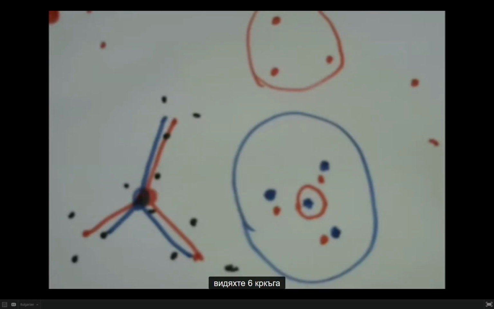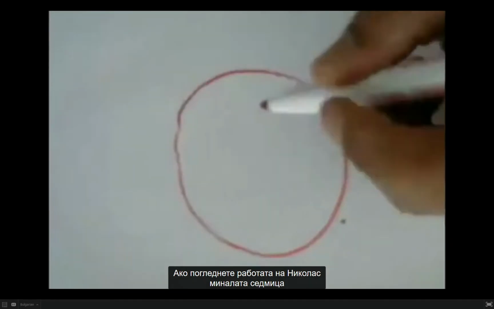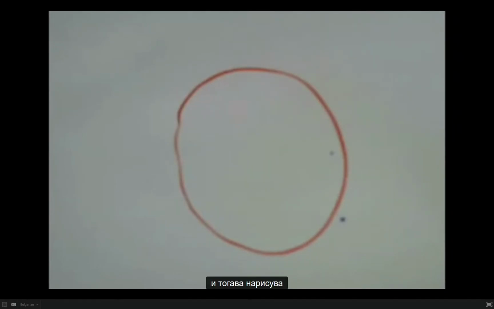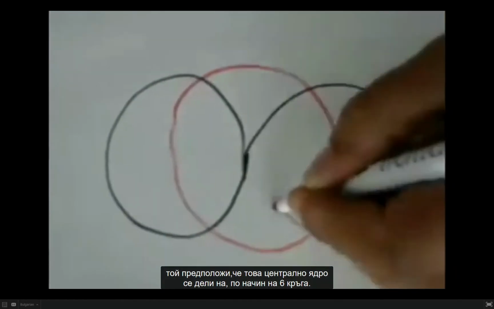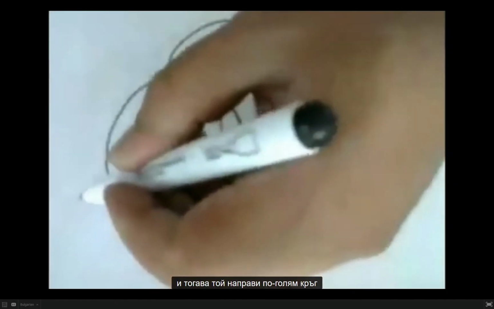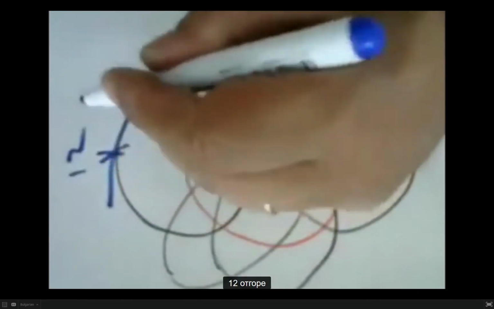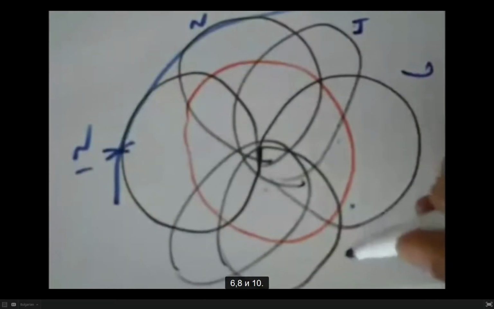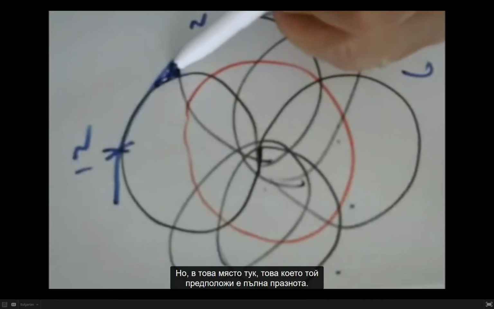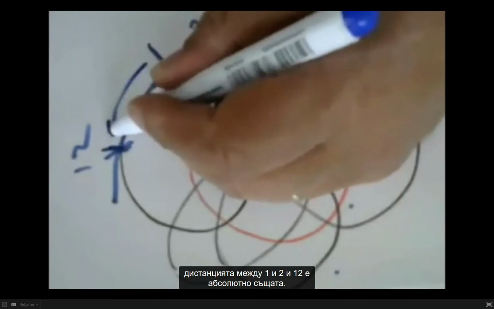You saw 6 circles, but as you understand, in the universe there is nowhere which is void of the plasma, or void of gravitational magnetic field. If you look at the work of Nicholas last week, he gave us the center core, and then he assumed that this center core divides into 6 circles, 1, 2, and 3. And then he created a bigger circle, which he marked like 12 on the top, and then 2, 4, 6, 8, 10. But in this space here, what he assumed is total emptiness. But what I said, this is 1. The distance between 1 and 2 and 12 is exactly the same.